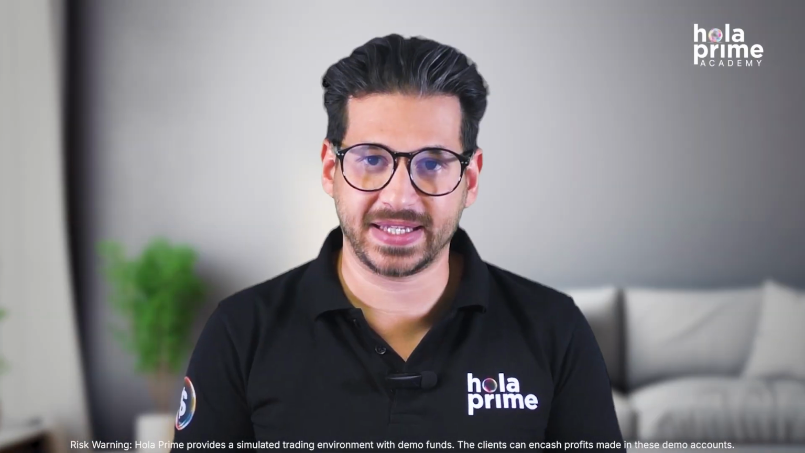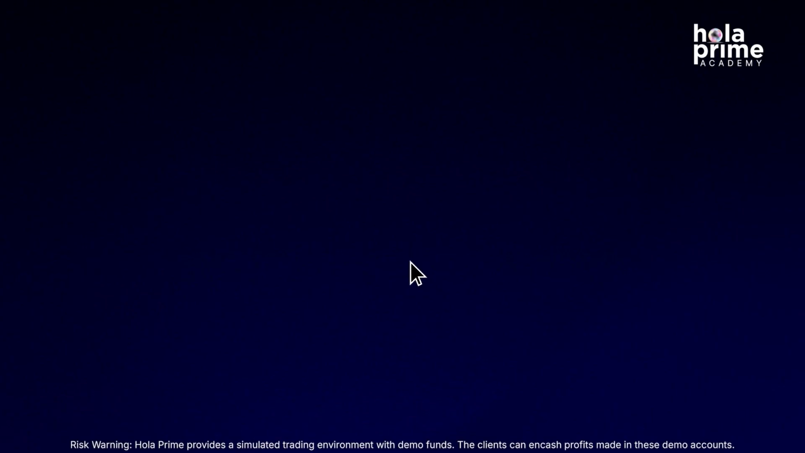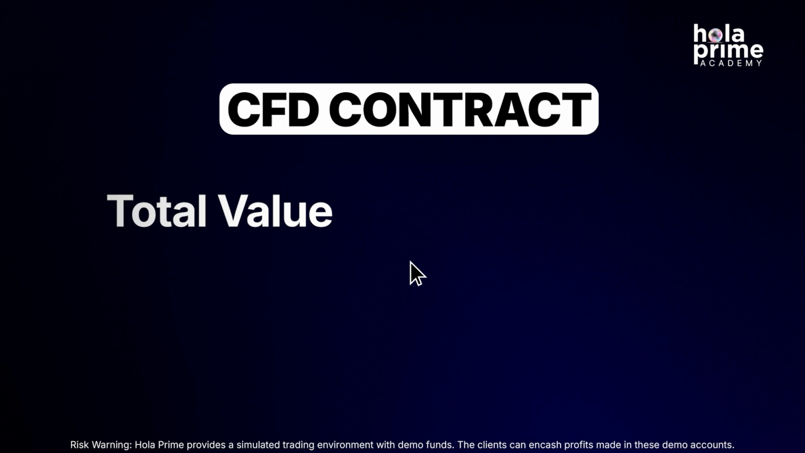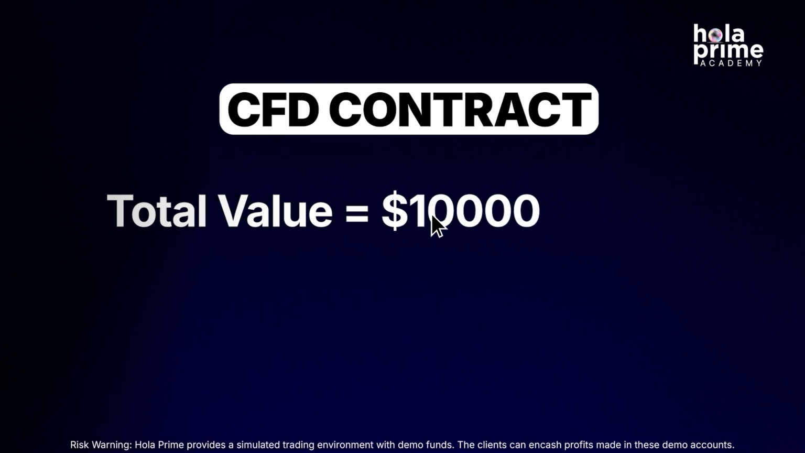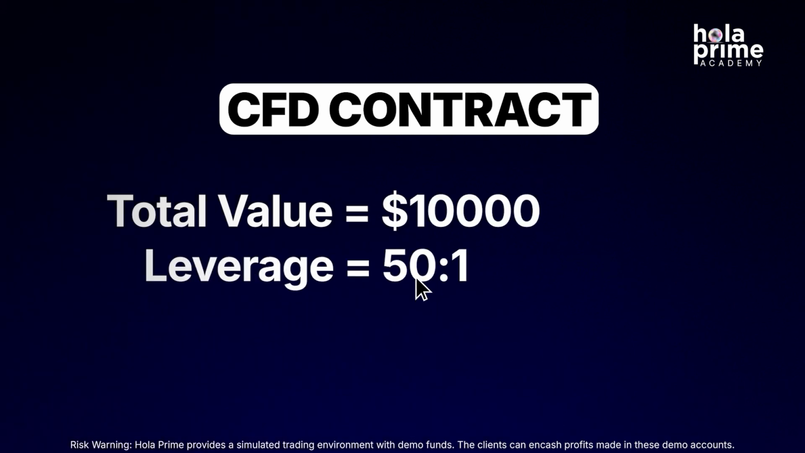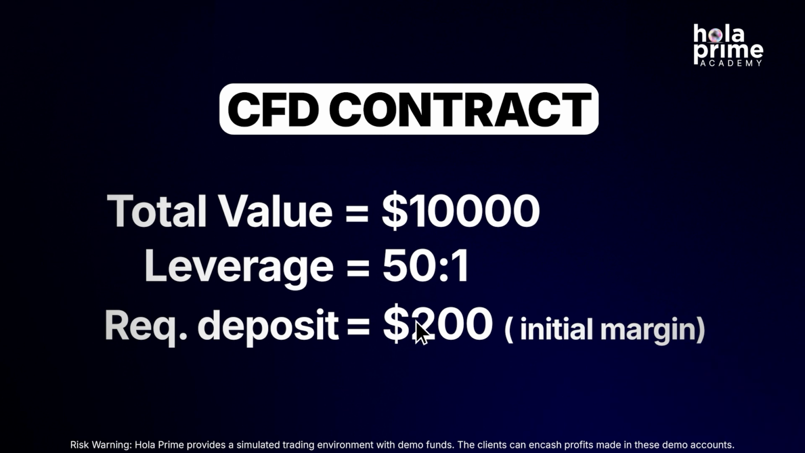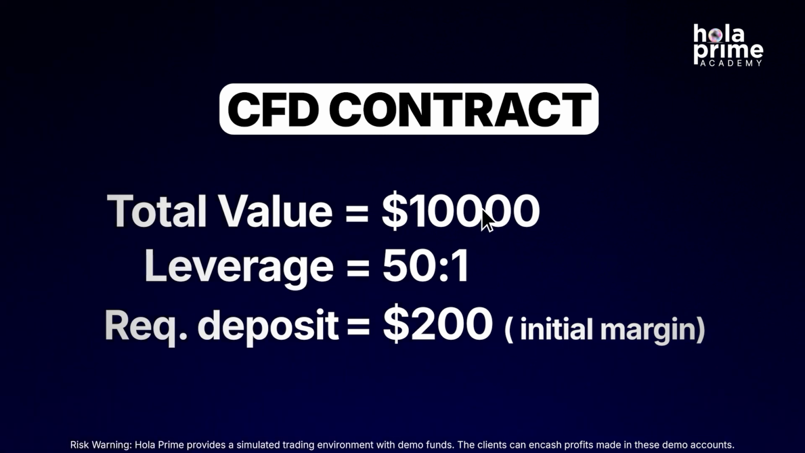To put this into perspective, let's say you want to trade a CFD contract with a total value of $10,000. If your broker offers a leverage of 50 to 1, you'll only need to deposit $200 as the initial margin to trade a CFD contract worth $10,000.